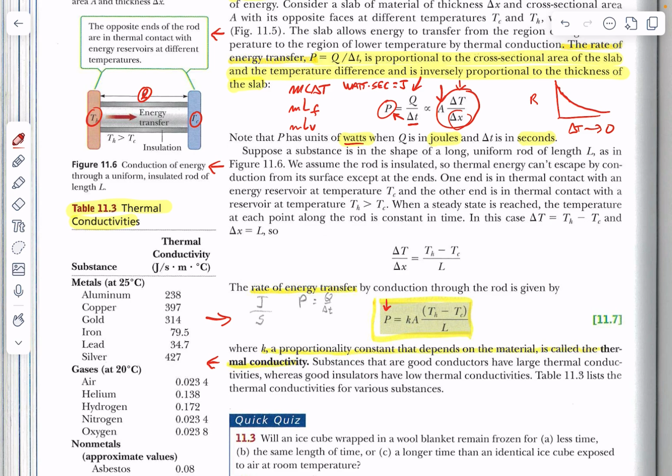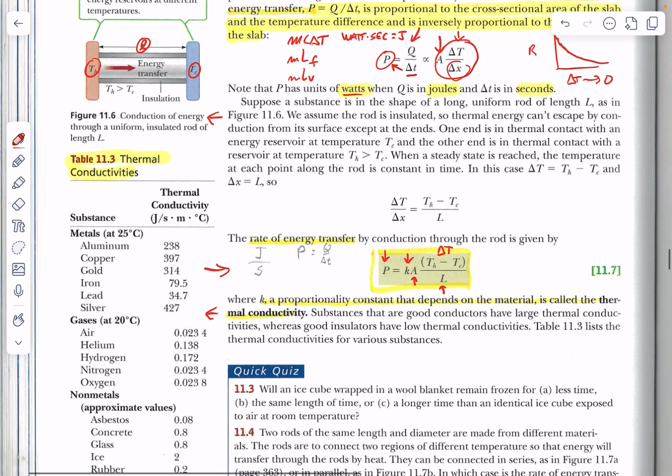We have our proportionality constant, which is our thermal conductivity. We have our change in temperature. The bigger the change in temperature, the more rapidly heat is transferred. The bigger the cross-sectional area, the more heat will be transferred. And the greater the distance the heat has to travel, the less the heat will be transferred. So hopefully you see that this equation 11.7 makes a lot of sense.